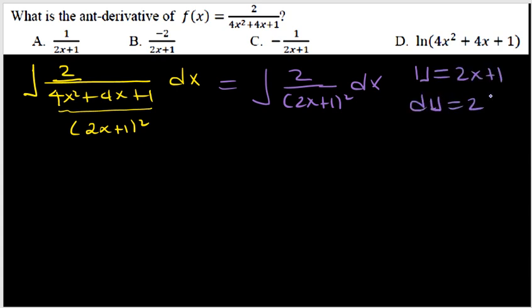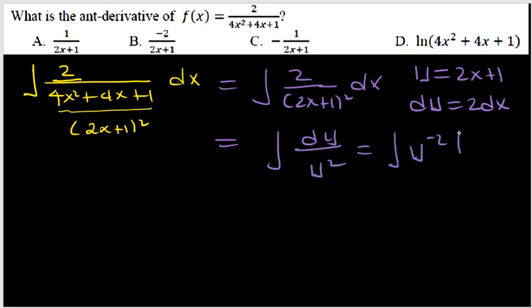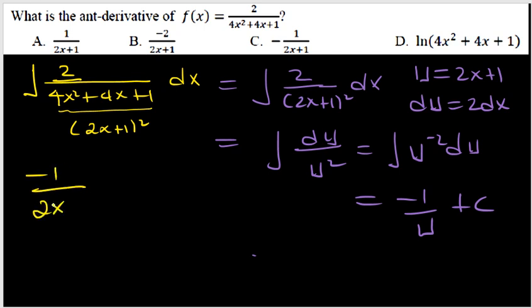So du is equal to 2dx. So this integral will be, the upper part 2dx will be du, and the lower part will be u squared, which is the integral u to the power of negative 2 du. And this integral again, it will be negative 1 over u, plus c. So finally our integral will be negative 1 over 2x plus 1 plus c.